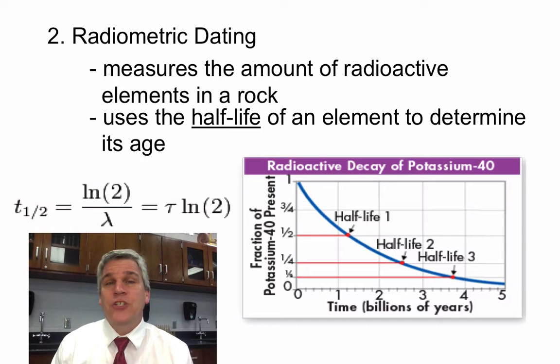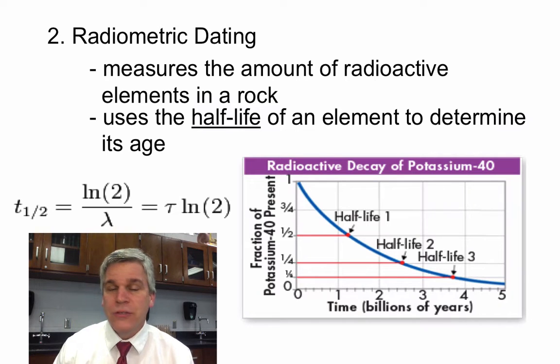If you want to get an actual number, however, you might use radiometric dating. This measures the amount of radioactive elements in a rock, and we use something called the half-life to determine that age. So there you can see the formula for the half-life. Don't worry about having to use that, but you should be able to graph the data. And that's very simple to do.